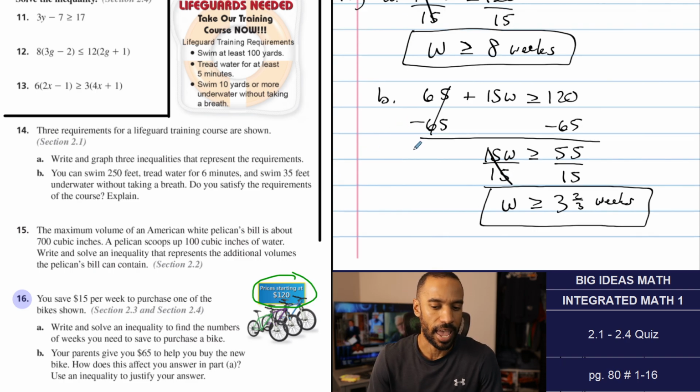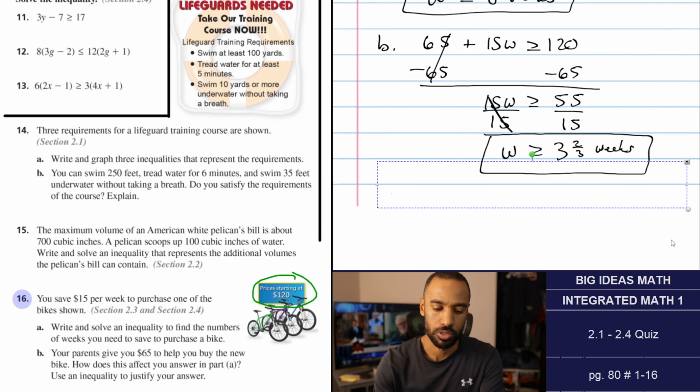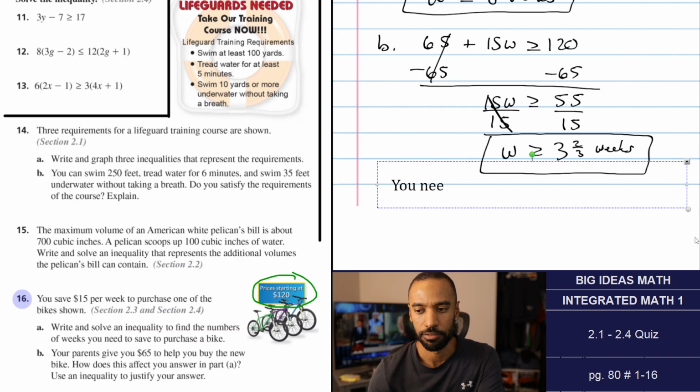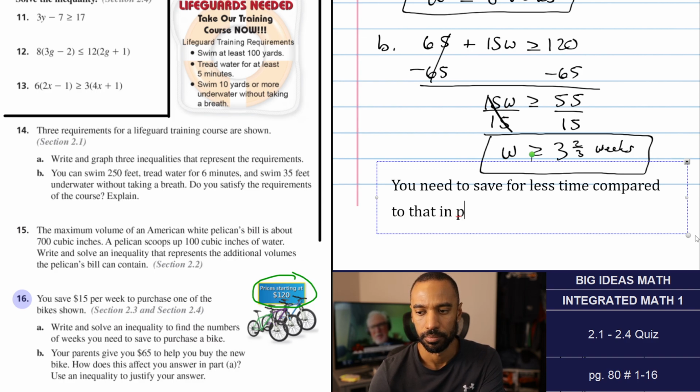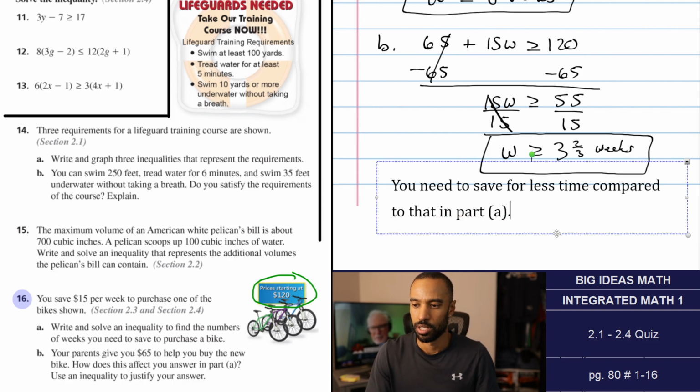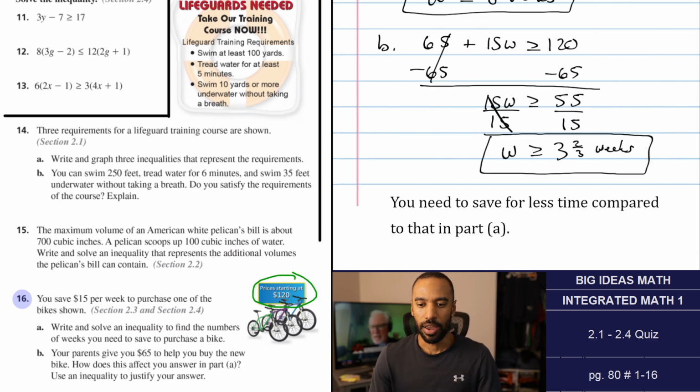Now, how does that compare to A? It's reduced. You need to save for less time compared to that in part A. That's because your parents came in clutch. They gave you more than half of what you need. All right, guys, and that is our quiz review. That ought to do it for this one. This is Mr. Robinson. Thanks so much for watching.